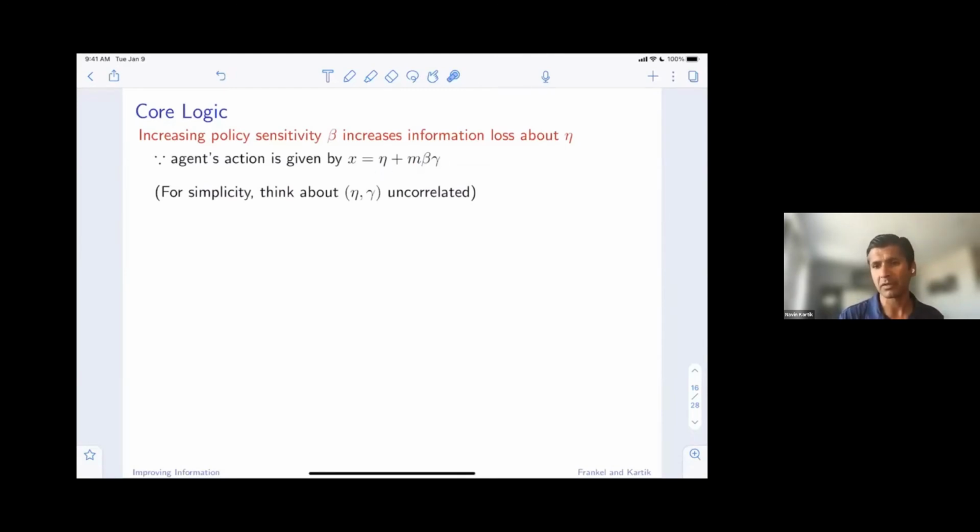cares about. So this should suggest that making the policy more sensitive to the agent's action is actually going to reduce the amount of information that the action provides about what the designer actually cares about. Okay, I should say this is not information loss in the Blackwell sense. This is information loss in the sense of quadratic loss for the decision problem that the designer faces. Under some distributional conditions, for example, if we have normal distributions, this would actually be a Blackwell ranking.